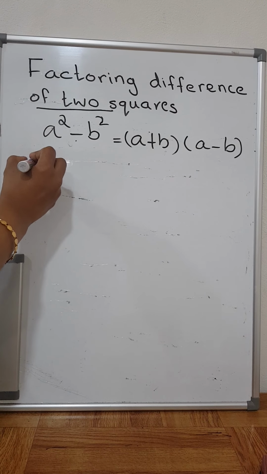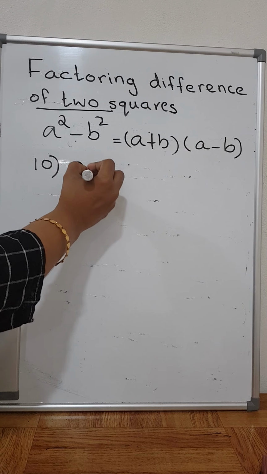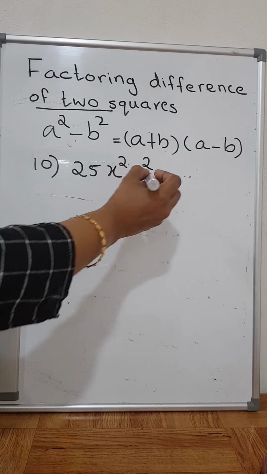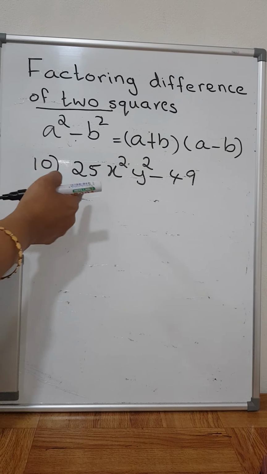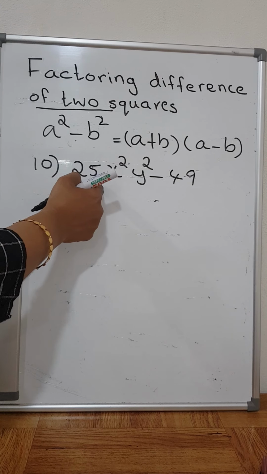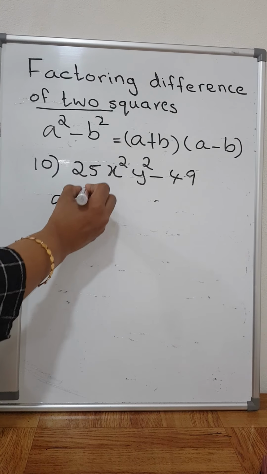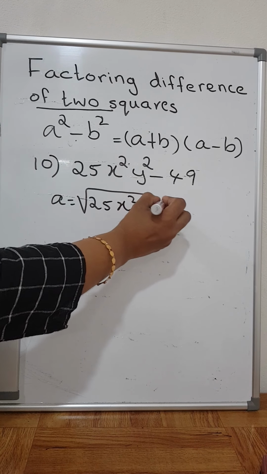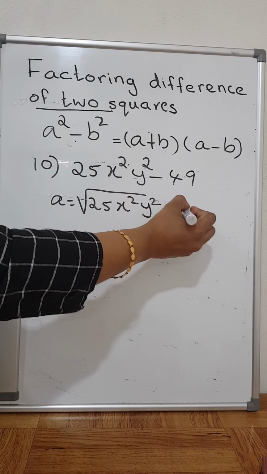Question number 10. 25x²y² minus 49. Here you can see a² is 25x²y². So a is equal to the root of 25x²y². How much is it? Root of 25 is 5.